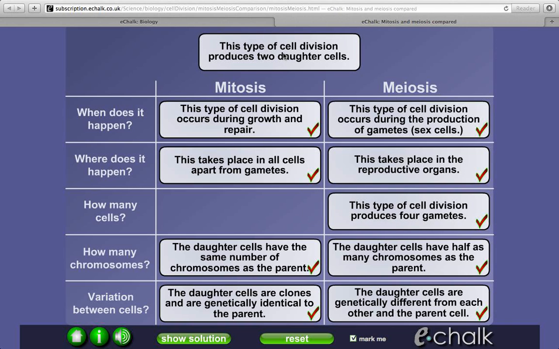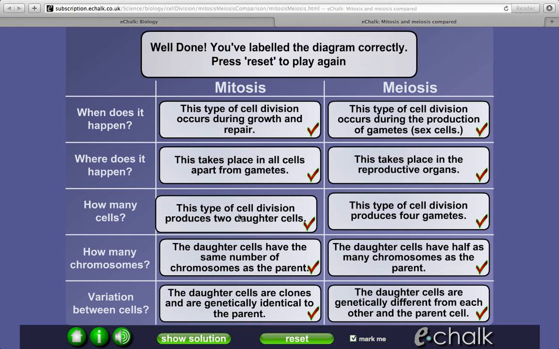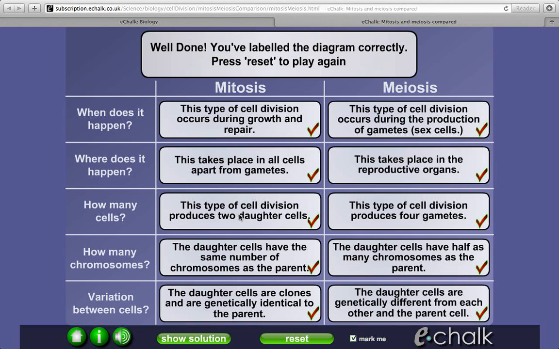And lastly, how many cells? This type of cell division produces 2 daughter cells, which is mitosis. And there I've got full marks.